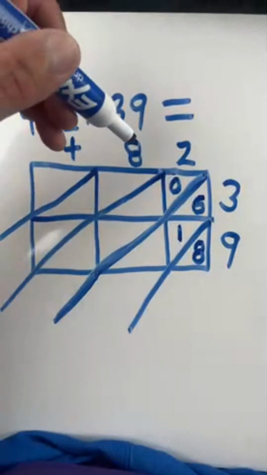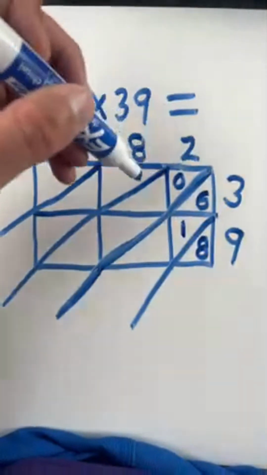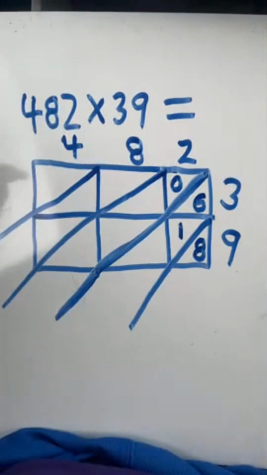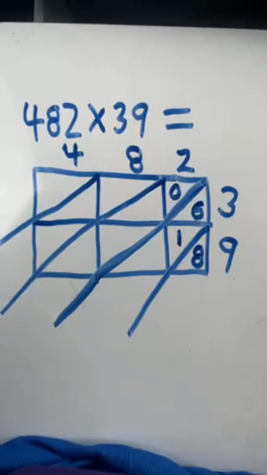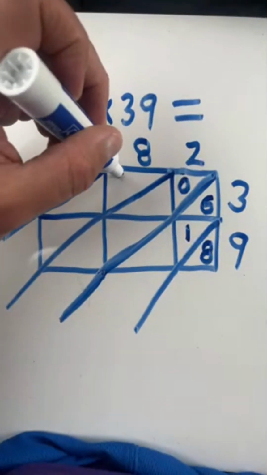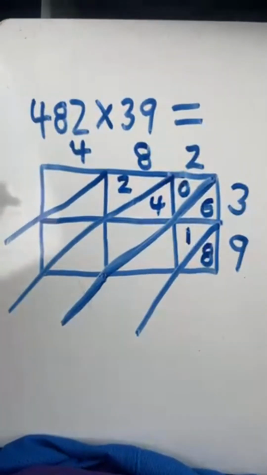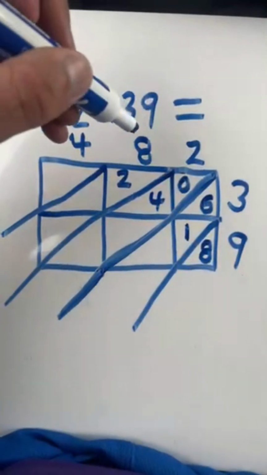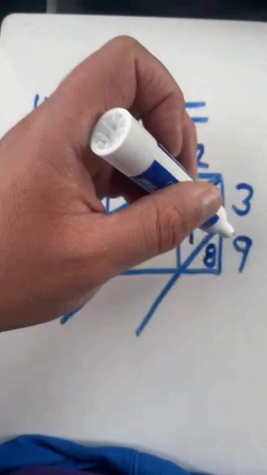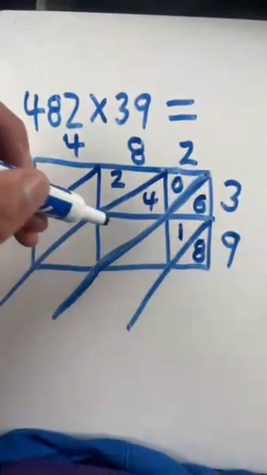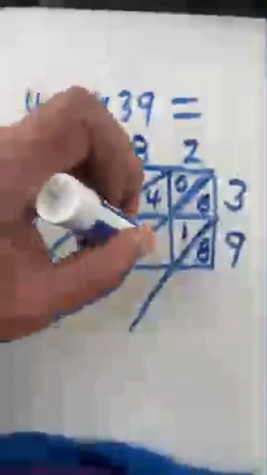All right, next we're going to multiply 8 times 3. The answer to 8 times 3 is going to go in this square. 8 times 3 equals 24. So we put a 2 in the top triangle. Next, we're going to multiply 8 times 9. The answer to 8 times 9 is going to go in this square. 8 times 9 equals 72. So 7 in the triangle.